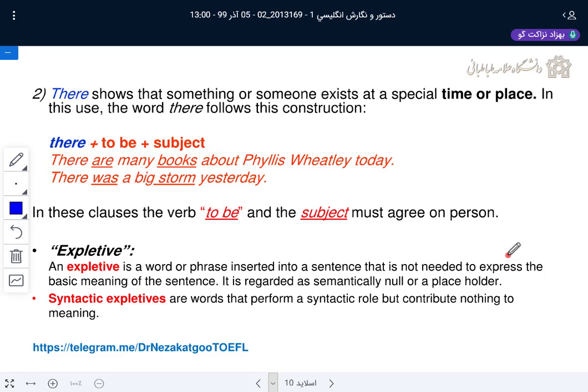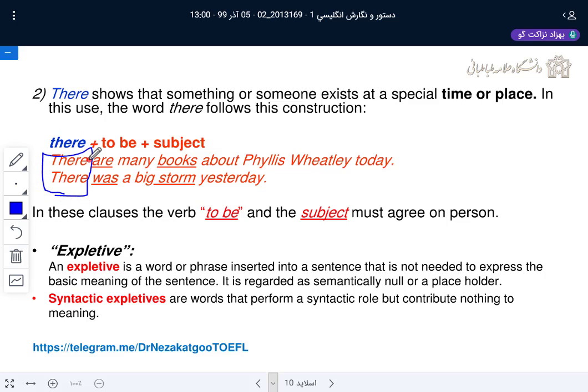Read this part. In these clauses, the verb to be and the subject must agree in person. Okay, an expletive is a word or phrase inserted into a sentence; we talked about this. This is the same box. So as you see, this is called syntactic expletives, because it has a grammatical role, it is in the place of subject.